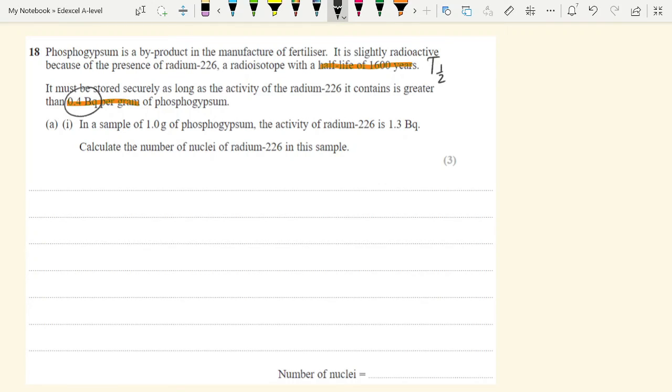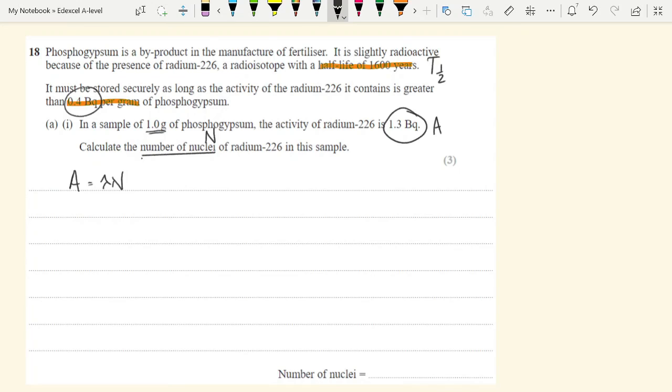In a sample of 1 gram, so we don't have to worry about the number of grams, the activity is 1.3 becquerels. That's our A. Calculate the number of nuclei of radium in the sample. We want N. I find this labeling very easy because it allows you to see very quickly what you have and what you need. So we know we have A and we have N. We know we have an equation. A is equal to lambda N.